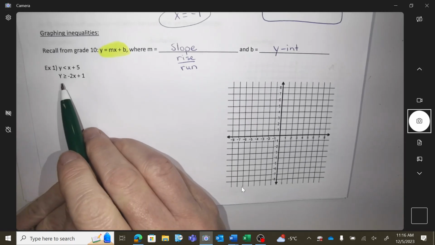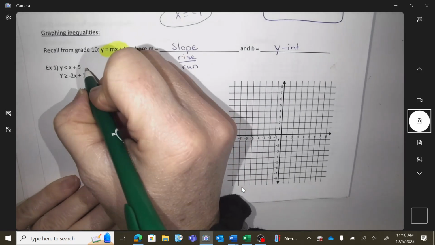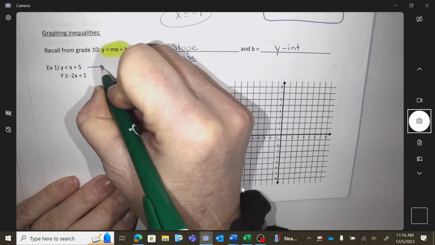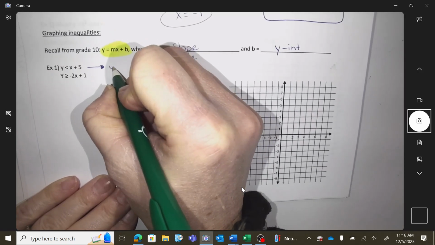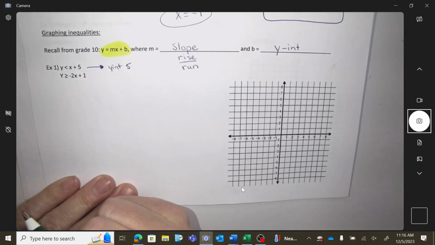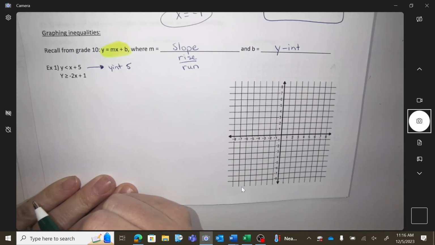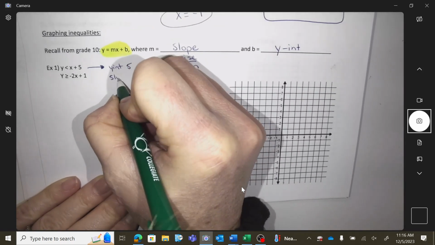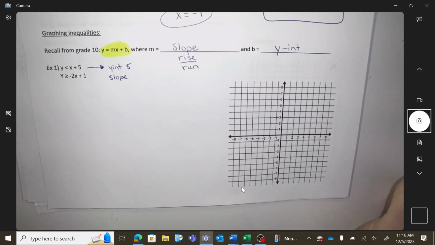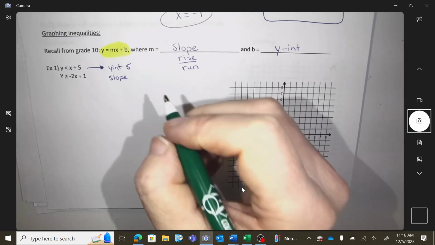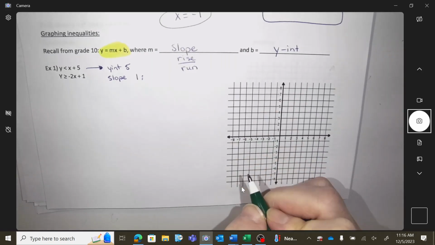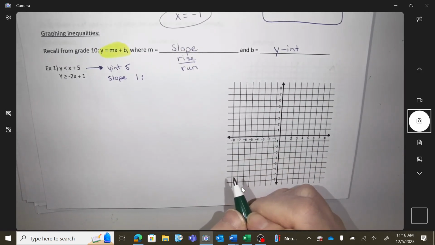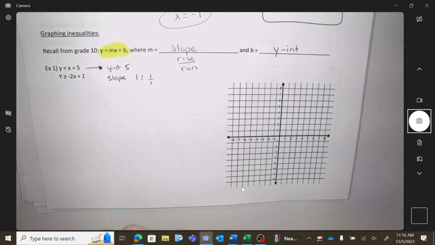So here we go. Number 1. We have a y-intercept of 5. And the slope is, how many x's do you have there? If it just says x, how many x's do you technically have? 1. What is 1 as a fraction? 1 over 1.